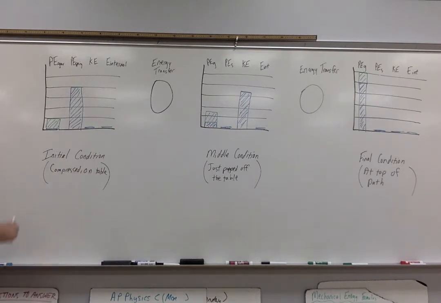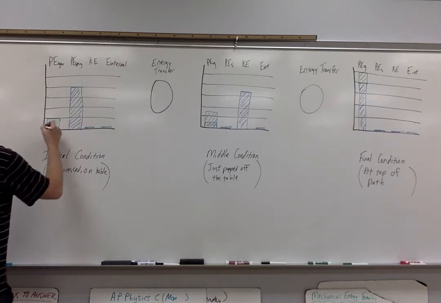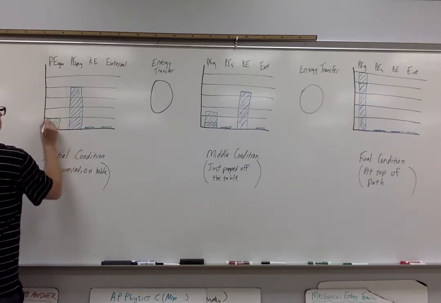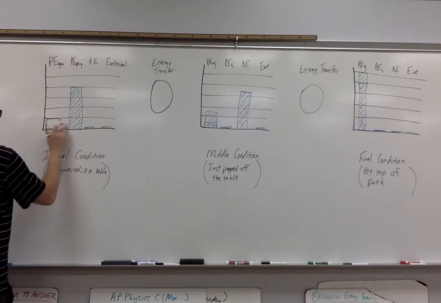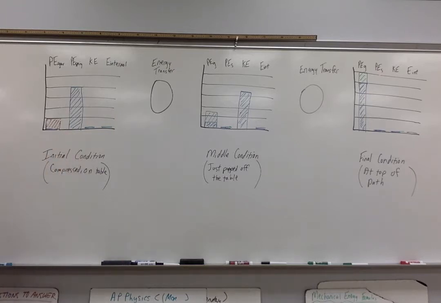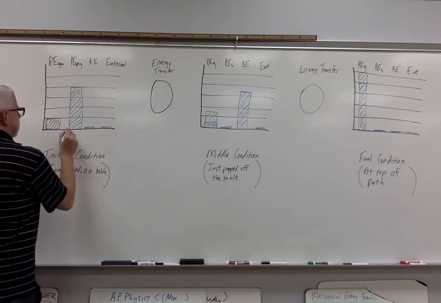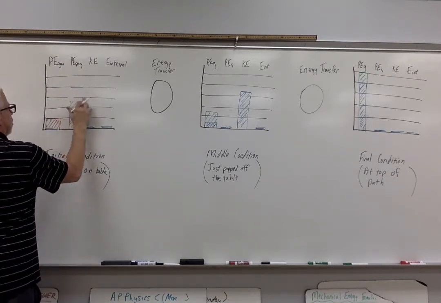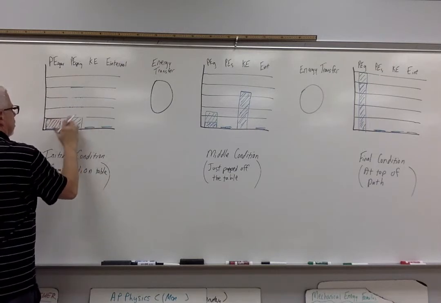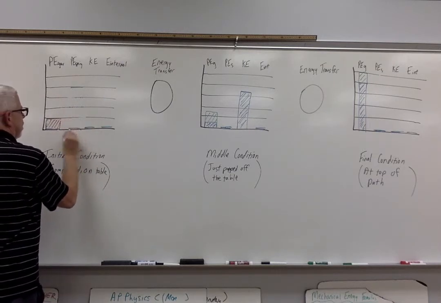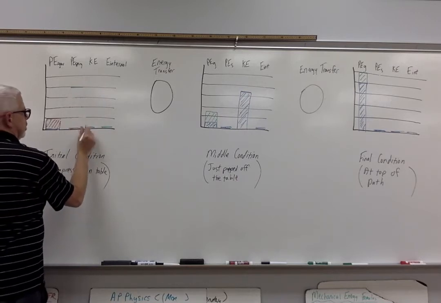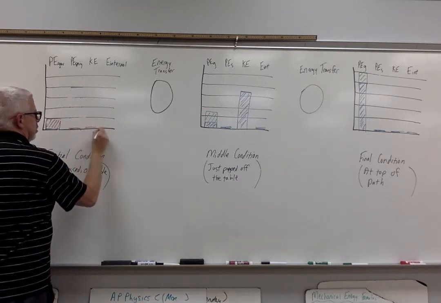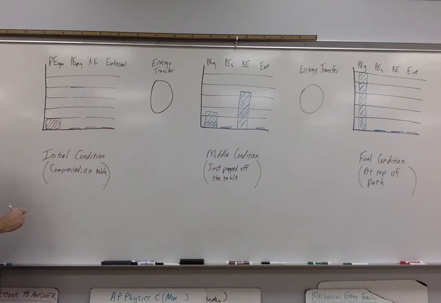Well, initially, if the floor is still my reference point, I still have 1 unit of gravitational potential energy. I'm going to show that in red now. But I don't have energy in the spring because the spring's not in my system. So that's going to be a zero. Way down here. No kinetic energy, that's back at zero. No internal energy, that's at zero. So I've only got one bar of energy.